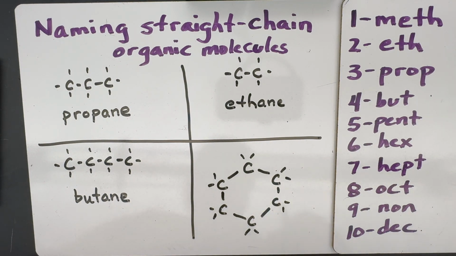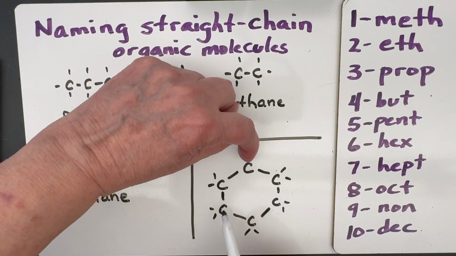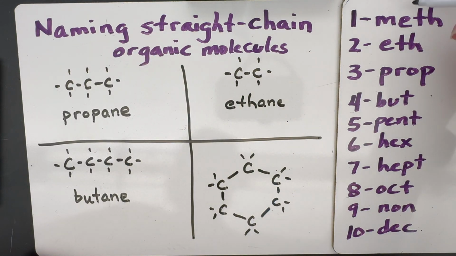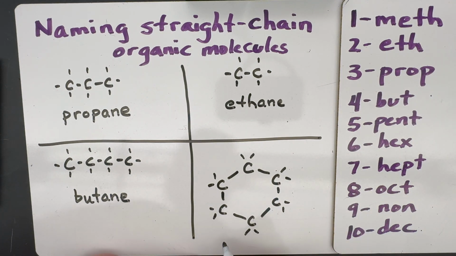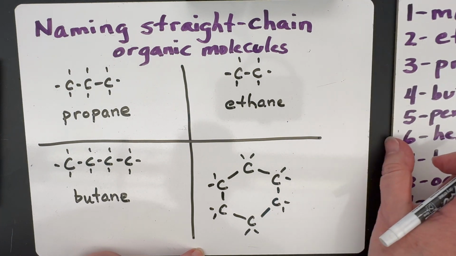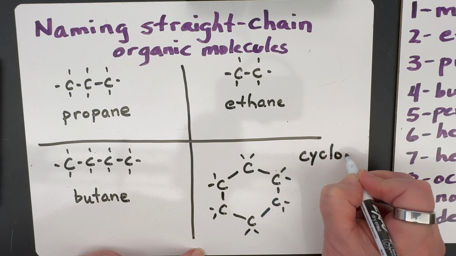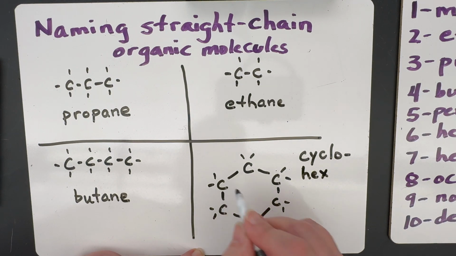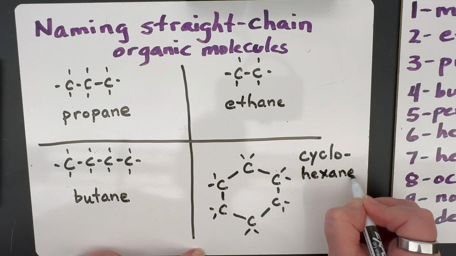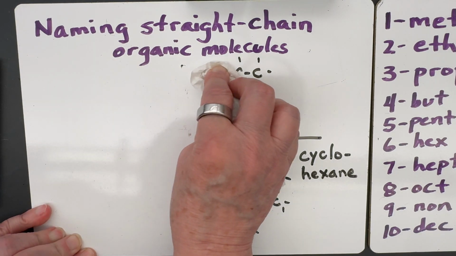So it doesn't matter where you start since it's all symmetrical, but count your number of carbons. So if I start here, I have 1, 2, 3, 4, 5, 6 carbons. We know that 6 is hex, but we need to indicate that it's in a ring. And to do that, we use the prefix cyclo. So this is cyclohex, and they're all single bonds around the ring. So cyclohexane.